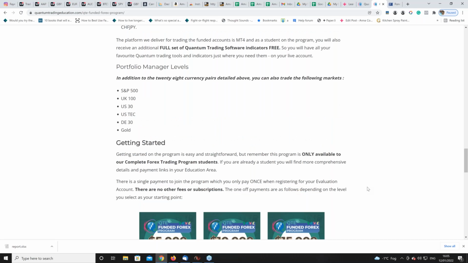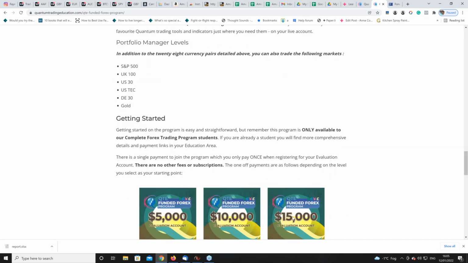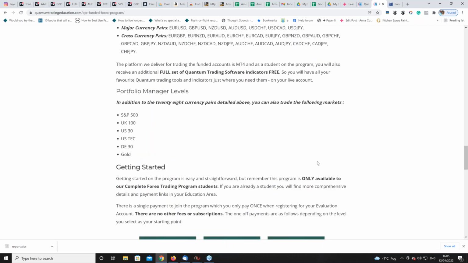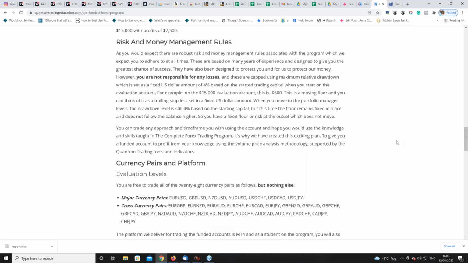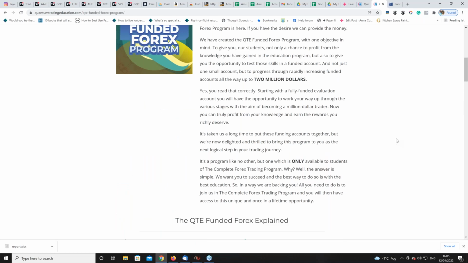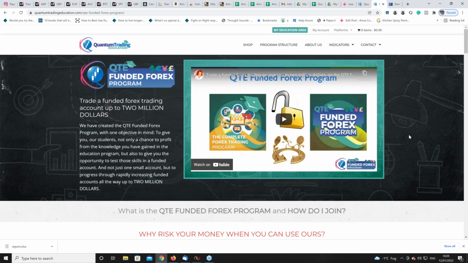You start on Forex with the 28 spot Forex pairs in the evaluation. We are looking at you for consistency. But once you're through that level onto the portfolio manager level, you trade all the indices too, plus gold. So it really broadens out in terms of what you can trade. As I say, it's our money, and you trade much, much larger accounts, but it's all explained there on that particular site. So there we go.